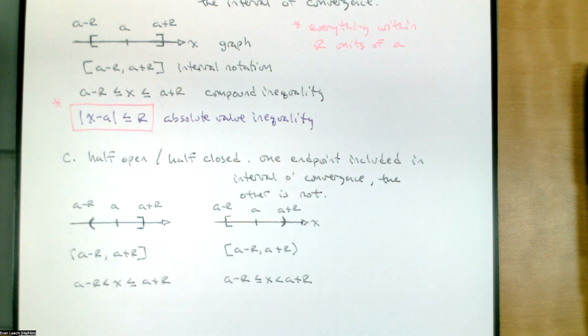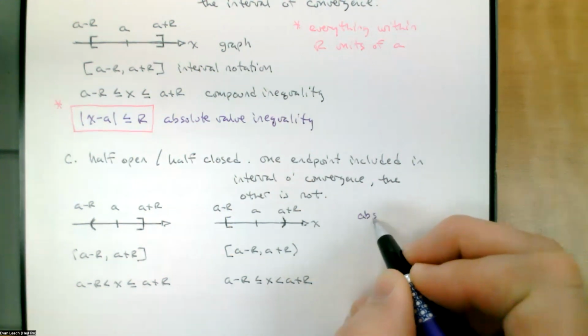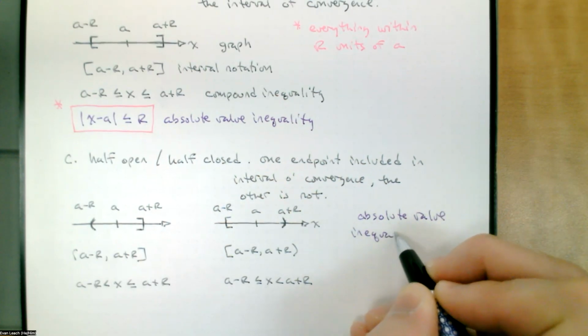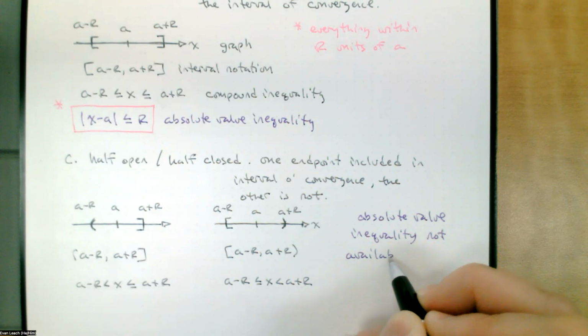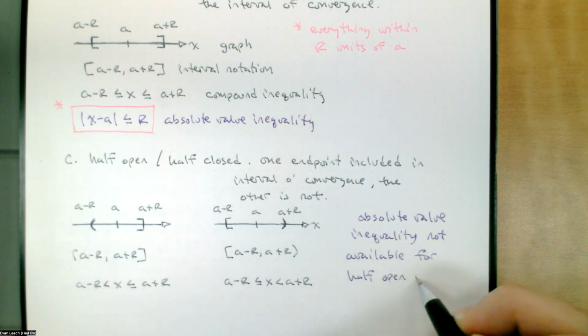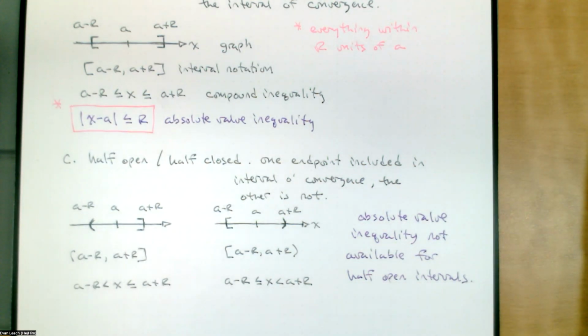In the case where we have a half open or half closed interval of convergence, we don't get to use absolute value inequality because the compound inequalities don't match. So absolute value inequality notation is not available. The absolute value inequality is not available for half open intervals.